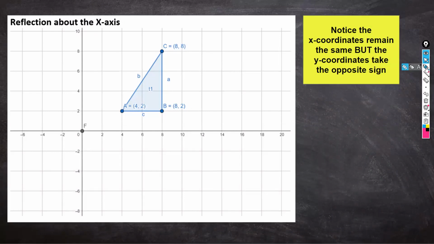So on the screen, you all see a triangle. And here's what we want to do. Look at the instructions here. We want to reflect this about the x-axis. This here is the x-axis, the horizontal line.